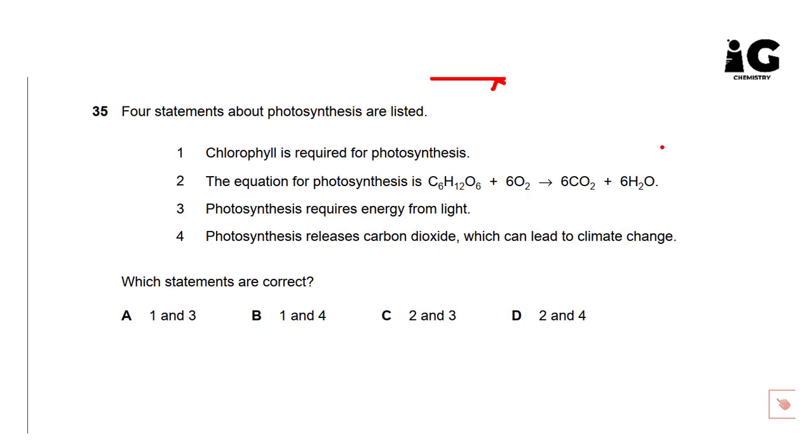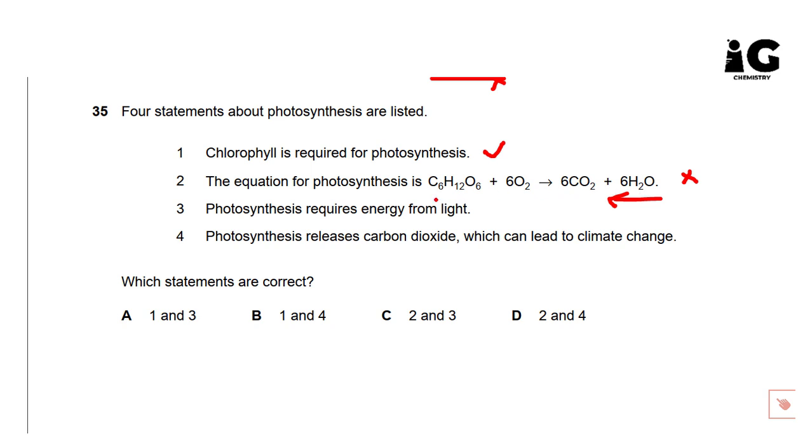35, four statements about photosynthesis are listed. Number 1, chlorophyll is required for photosynthesis. True. Number 2, the equation for photosynthesis is C6H12O6 plus 6O2 to produce. So actually, guys, this is wrong. We need to reverse the equation because actually the reactants should be carbon dioxide and water in the presence of sunlight and chlorophyll. So we need to reverse the equation.